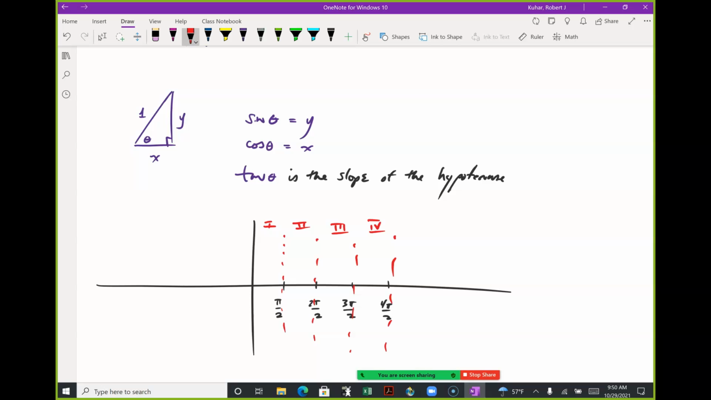And we saw that the height of the triangle starts at 0, right? At 0, the height of the triangle is 0. At 90, the height of the triangle is 1. At pi, the height goes back down to 0. At 3 pi over 2, it goes down to -1, and then back to 0. And there's my sine curve.